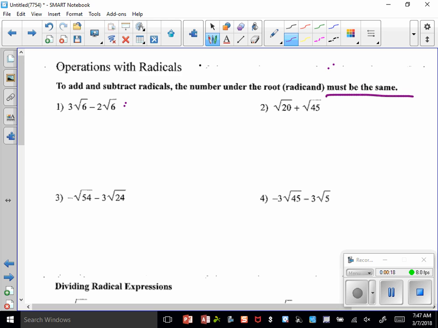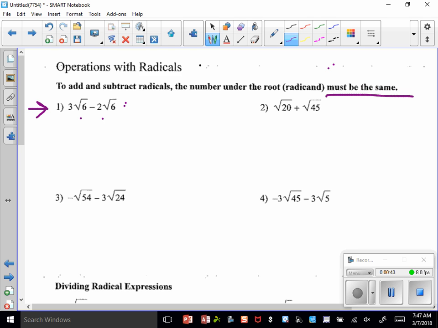So if you take a look at question number 1, the first thing I always look for is the radicands, the number under the radical, and I make sure it is in simplest form. Okay, that means it doesn't have any perfect squares as a factor. 6 does not, so it's already in simplest form. And so I have 3 rad 6 minus 2 rad 6.